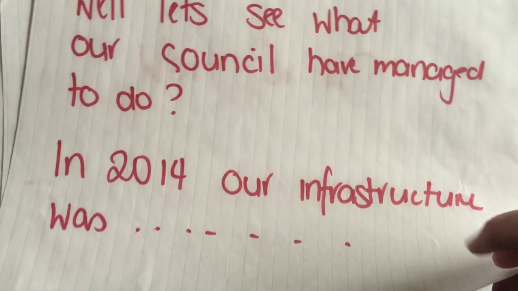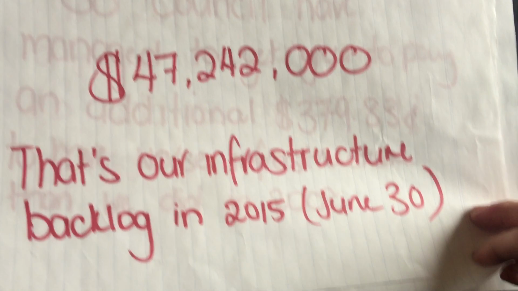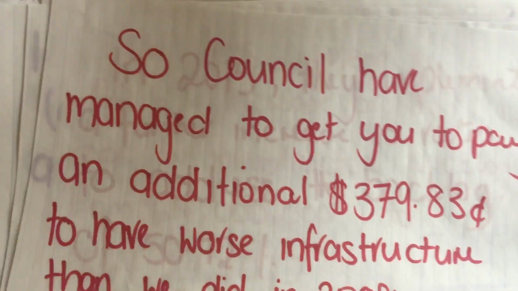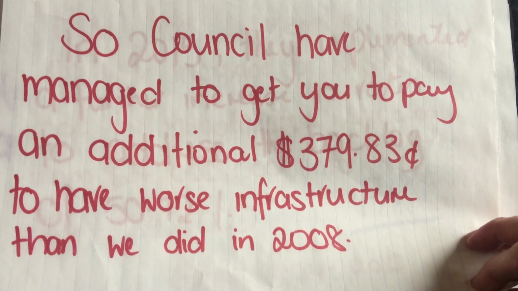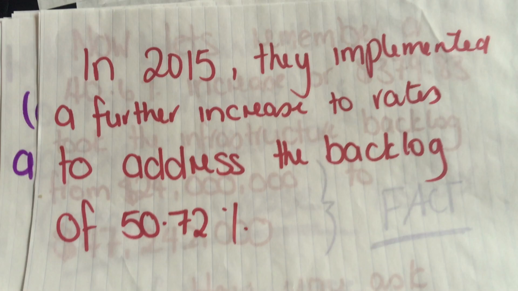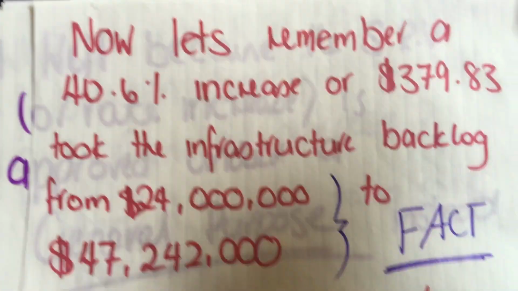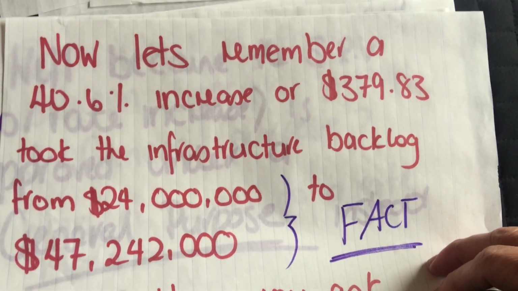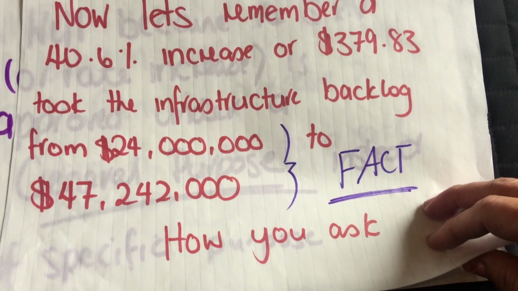In 2014, our infrastructure backlog was, wait for it, $47,242,000. That's our infrastructure backlog according to June 30, 2015 financial records. So council have managed to get you to pay an additional $379.83 to have an increase or worse infrastructure than we did in 2008. In 2015, they implemented a further increase to rates to address the backlog of 50.72%. Now let's remember, 40.6% increase has already been applied, or $379.83. That managed to take the infrastructure backlog from $24 million to $47,242,000.